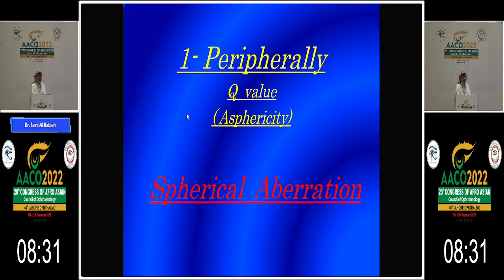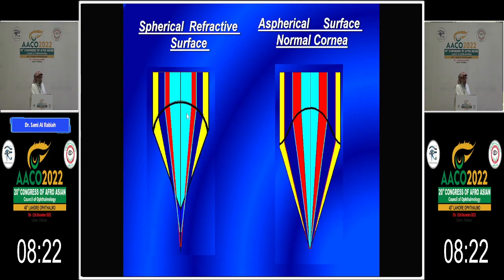Now, what about the periphery? This is the second cause of failure of your surgery: the Q value, the asphericity. What's the Q value? This is a normal sphere, rounded. And if our cornea is like that, the light at the periphery will be focused here, not at the retina. So once you go from the center outward, the light comes higher and higher. And this is what we call positive spherical aberration.